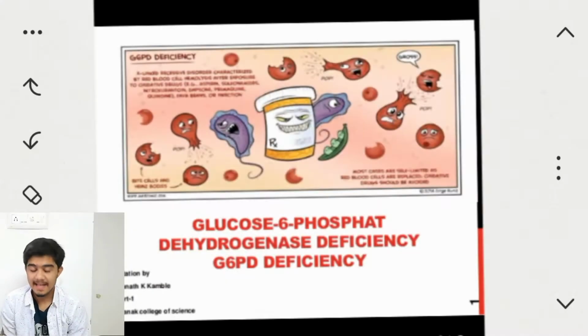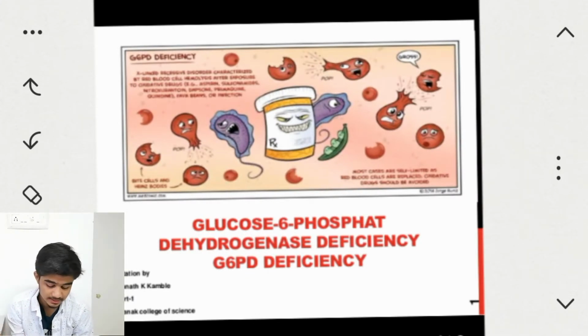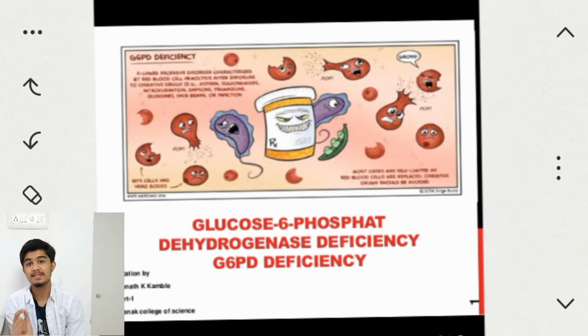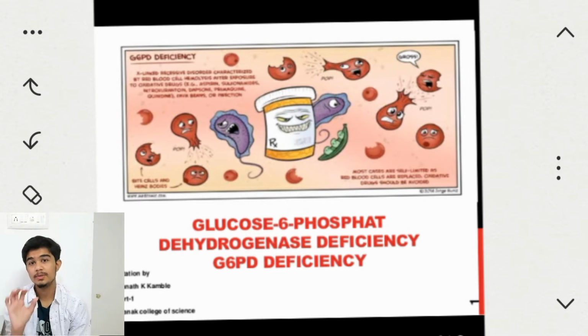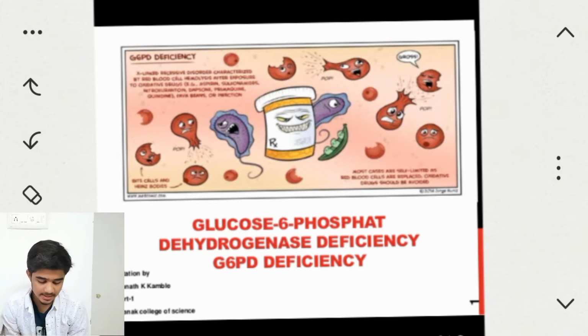Now let's see what is the definition of G6PD deficiency. G6PD deficiency is an X-linked recessive disorder that is characterized by red blood cell hemolysis on exposure to oxidative stress. Whenever there is oxidative stress in our body, G6PD deficiency manifests.